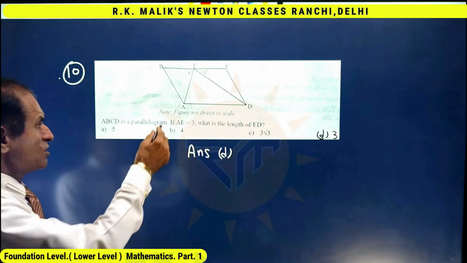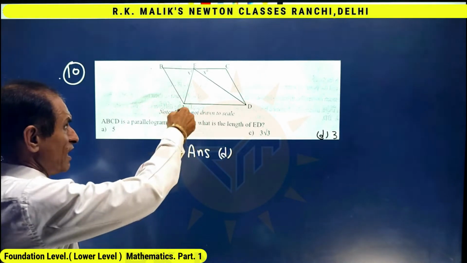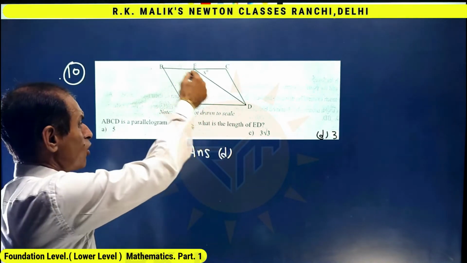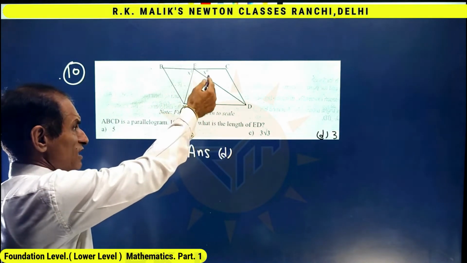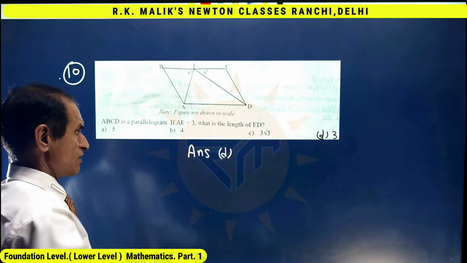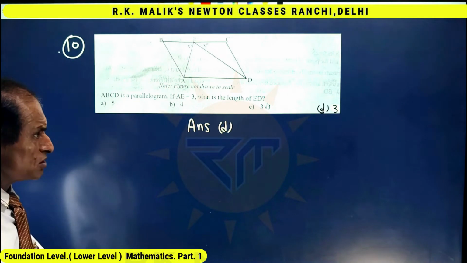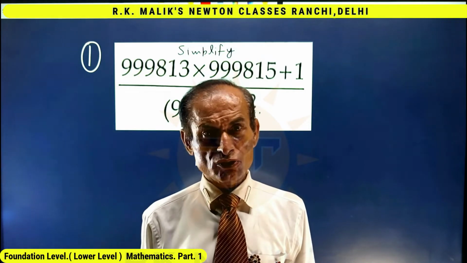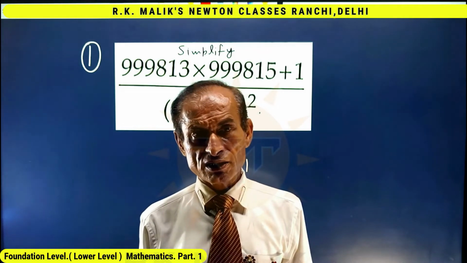In this question, ABCD is a parallelogram given to you. The length of the line segment AE is 3. You have to find the length of line segment ED. This angle is equal to this angle, that is angle AEB is equal to DEC. Note that it is clearly given that this figure is not drawn to scale. Now you can pause the video here, try to solve the questions yourself, and if you are not able to do some question, then you can see my solution also.